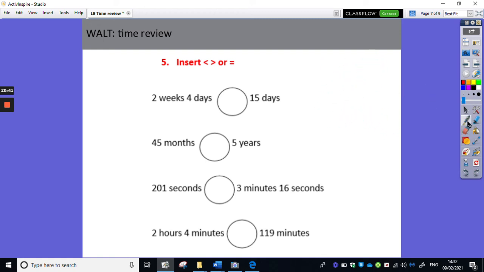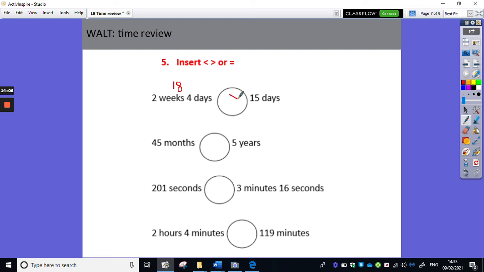Okay, let's have a look at the answers together. So the first one, 2 weeks and 4 days or 15 days. I can either change this one into weeks and days, or I can change this one into just days. So you may have converted this to 2 weeks and 4 days. So 2 times 7 is 14. And then add on the 4, that would be 18 days.